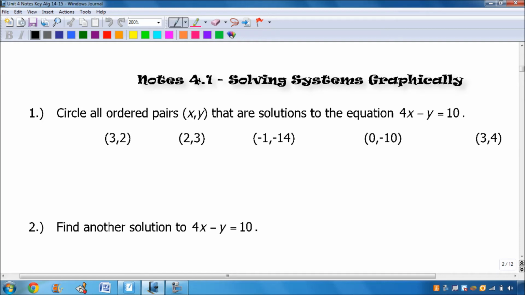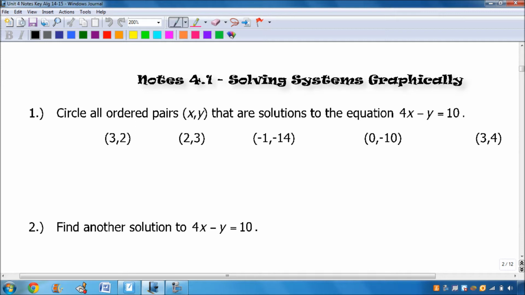Okay, notes 4.1 are on solving systems of equations graphically. By the time we're done with this unit, we will learn how to solve systems of equations using several different methods. Today's lesson is on solving them by graphing. So before we do that, let's look at question number 1.